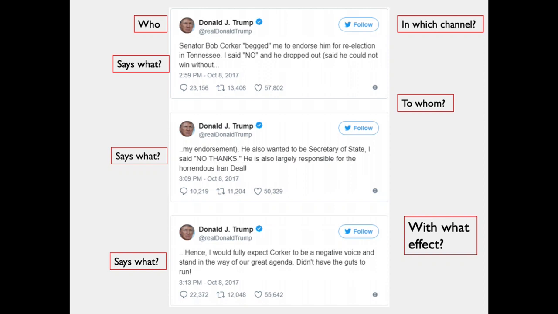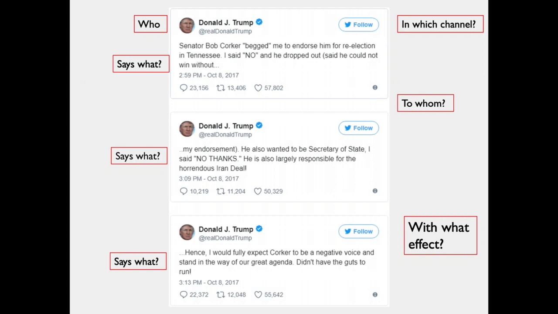So obviously we've got the date and time, but below that we've got the details that over 23,000 people replied, over 13,000 retweeted this message, and nearly 58,000 people liked this message. So we could look at two things with who he's saying this to.